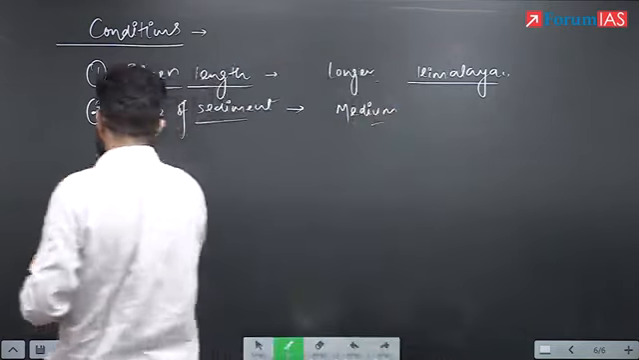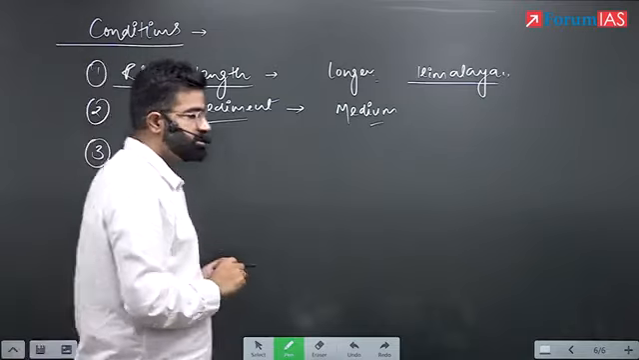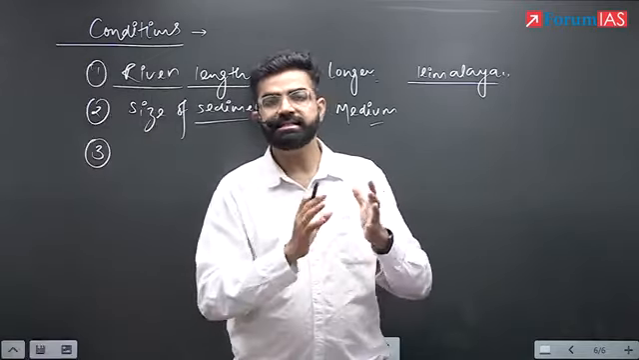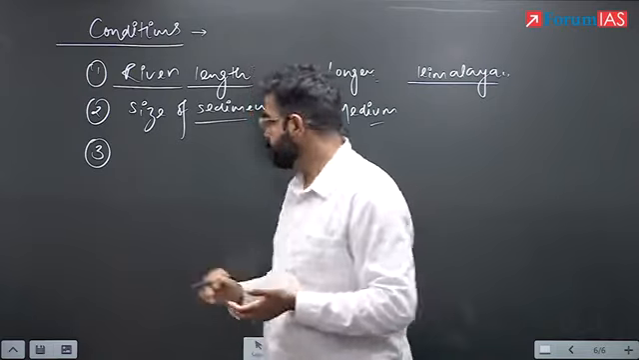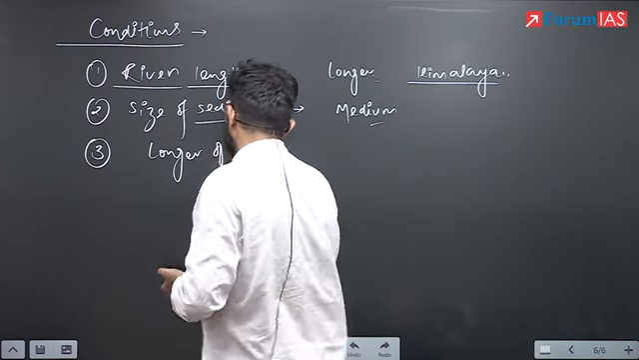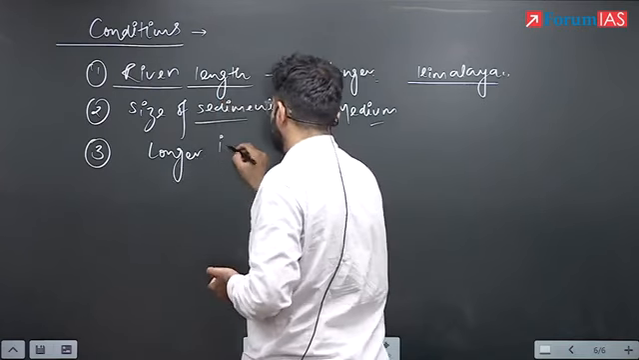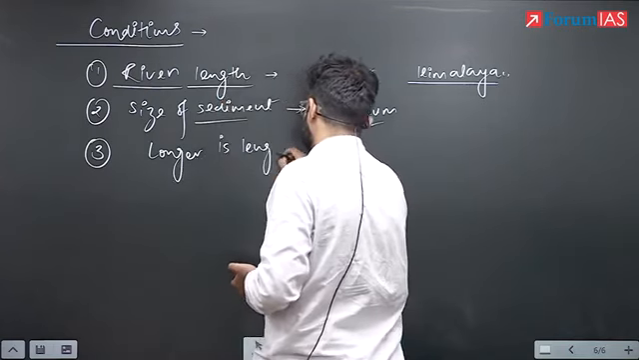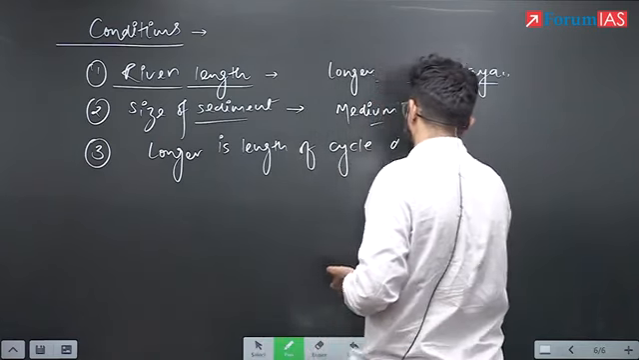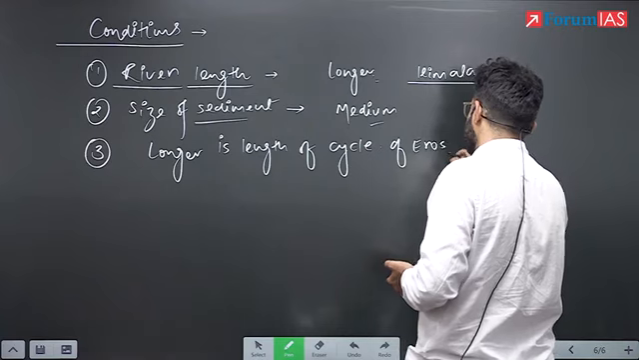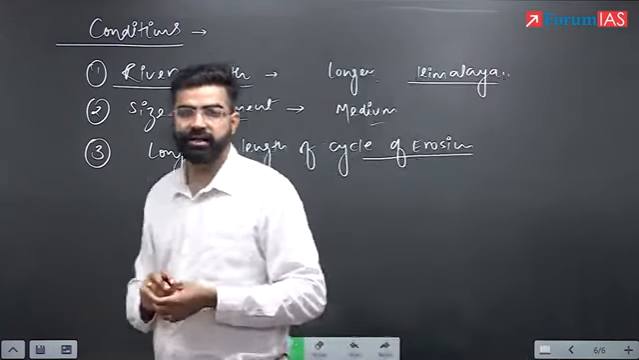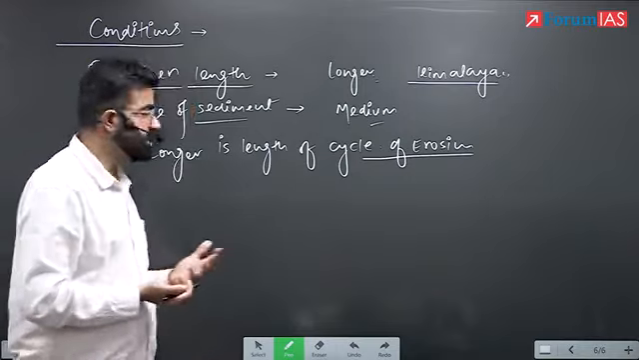The third thing is the cycle of erosion of the river. We can say the longer the length of the cycle of erosion of the river, meaning its length of erosion where the river is cutting across various terrain is much, let's say, larger.